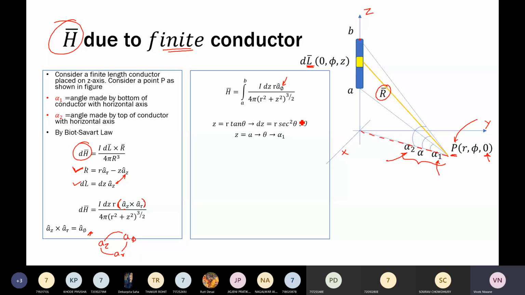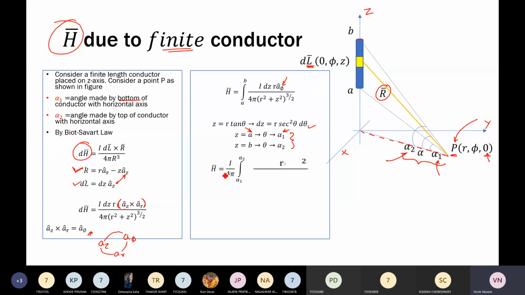If z is equal to a, then theta is equal to alpha 1. This is our assumption because the angle in between the lower end and the horizontal axis is alpha 1. A is the lower end. Therefore we have considered the alpha 1 angle which is with the lower end, which is with the bottom of the conductor. If z is equal to b, then theta is nothing but alpha 2. Put these values into the above expression of H bar.